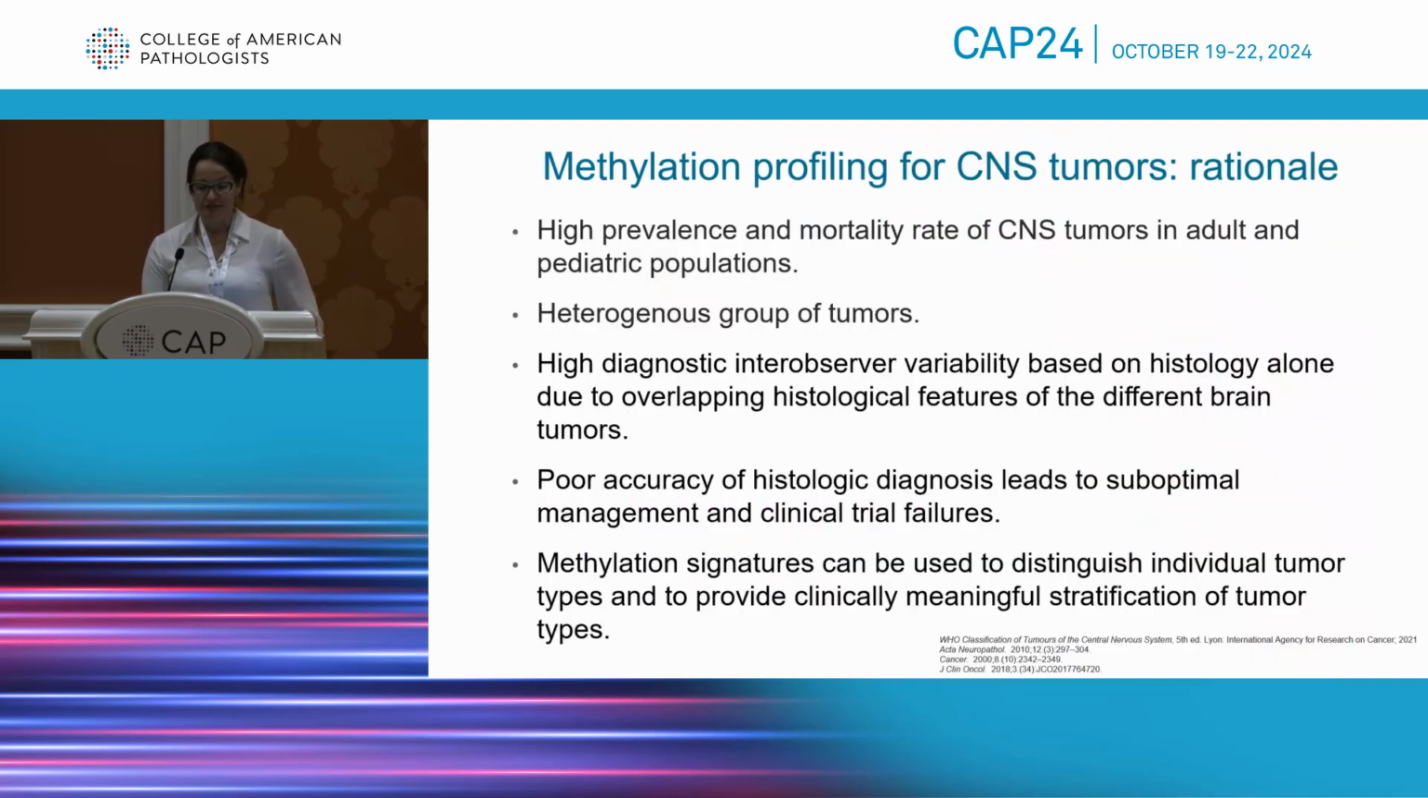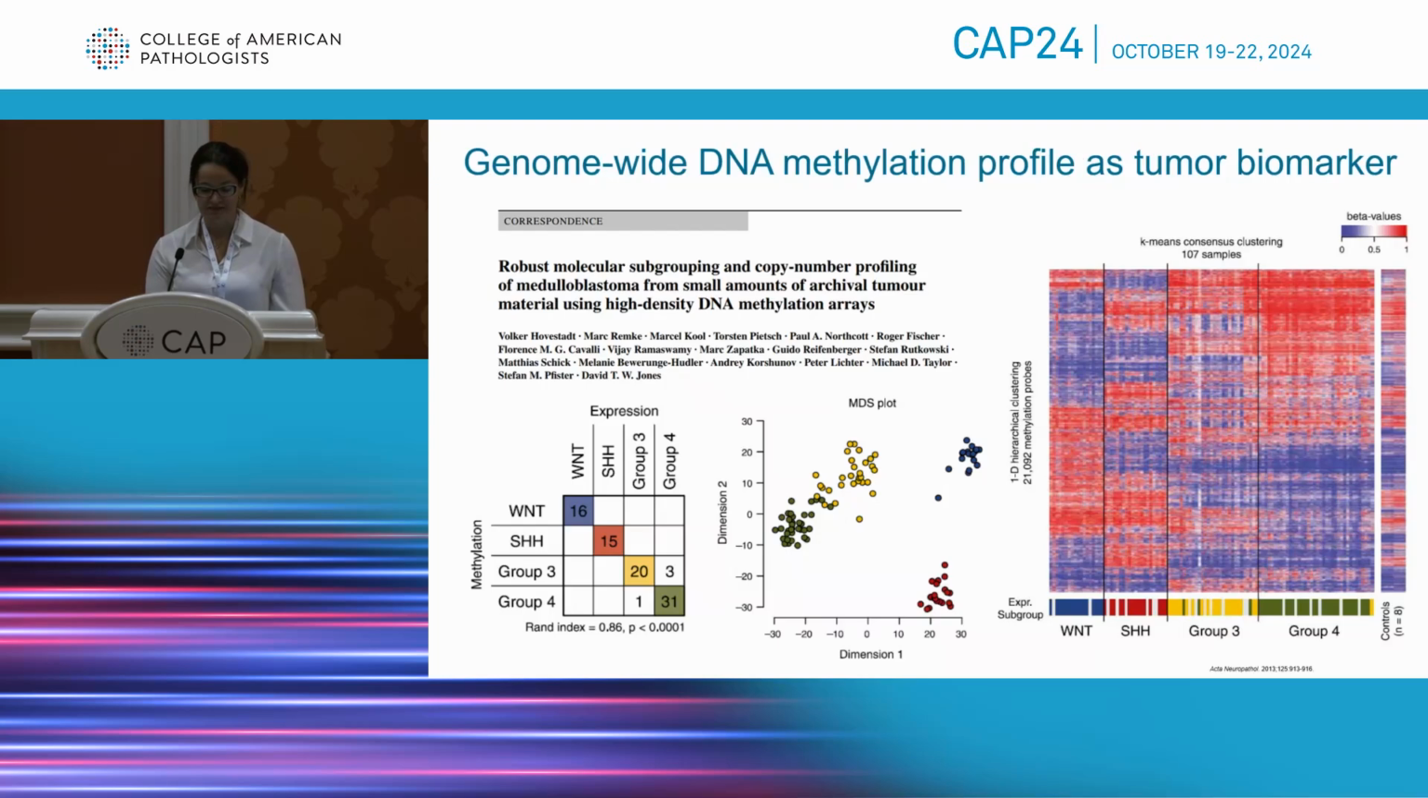So DNA methylation-based classification has been a very important change in the field of neuropathology because CNS tumors are highly prevalent, they have a high mortality rate, and they are a very heterogeneous group of tumors, some of them with high interobserver variability when using histology alone. And there are therapeutic implications in being able to differentiate these tumor types.